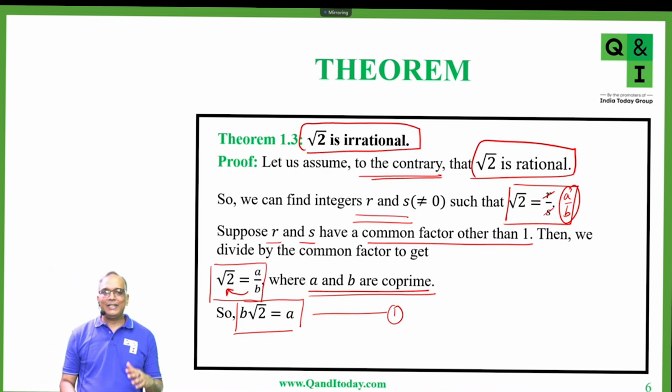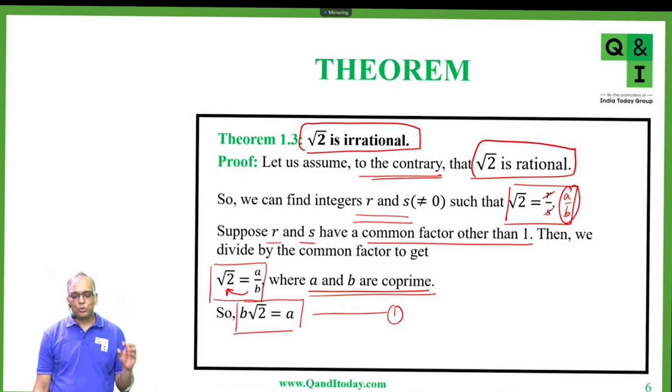So I'll quickly run through this proof once again. We had to prove root 2 to be irrational. So to prove this, on the contrary, we assume that root 2 is rational. Now, if root 2 is rational, that means it is a ratio of two integers. So let's say those integers are r and s. So we can write root 2 equal to r by s, where r and s may have some common factor. So we cancel that common factor between r and s and write it in the form a by b.